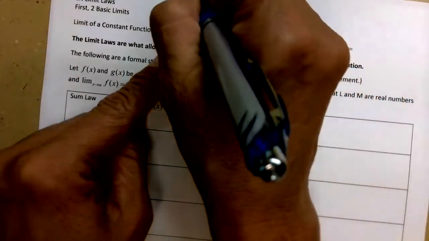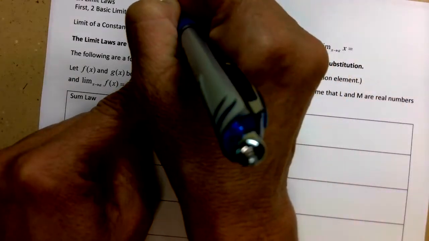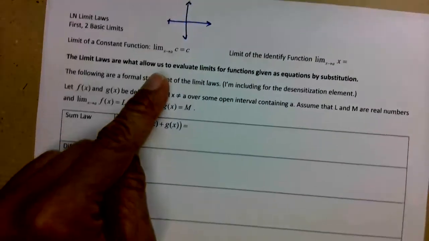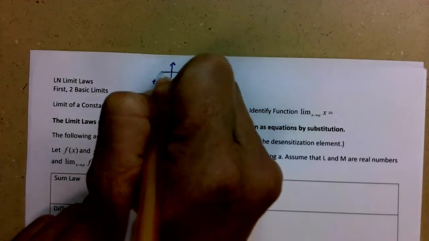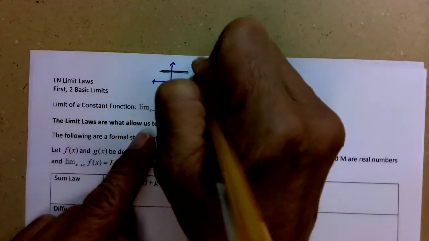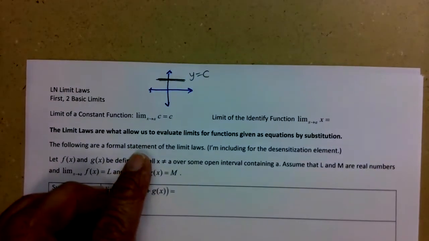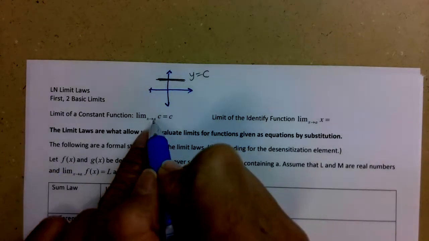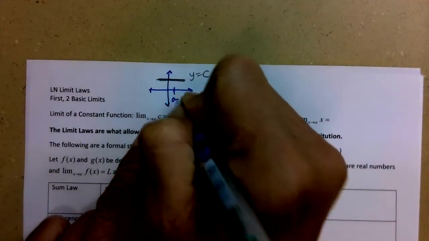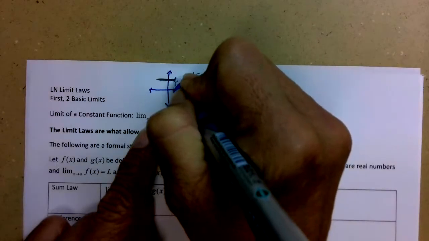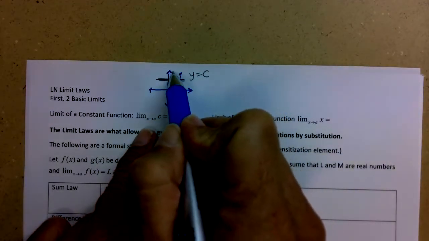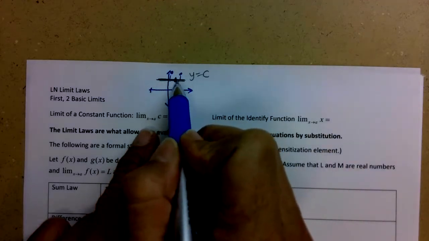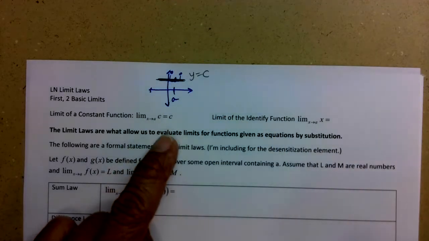If you think about that graphically, we'd have our axes, and we have some value c that's equal to our function. So here's our equation, y equals c. And we're saying that as x approaches a, so grab some arbitrary x value and call it a, as you head towards a from both directions, your y value stays at c.